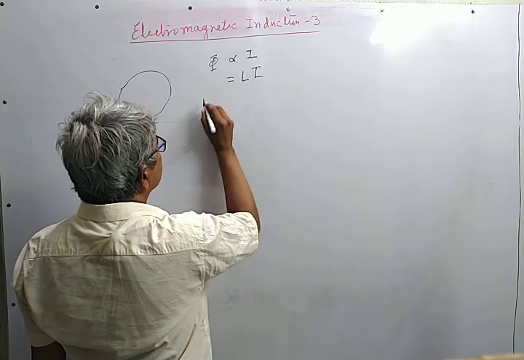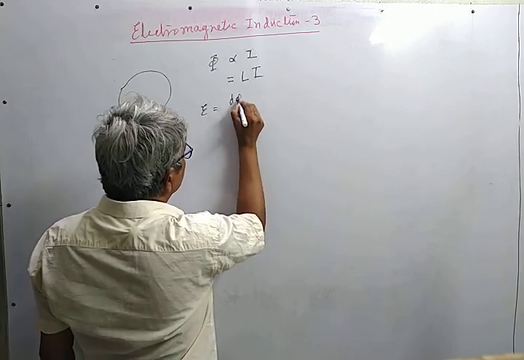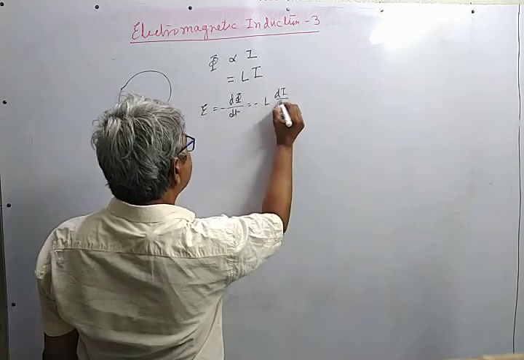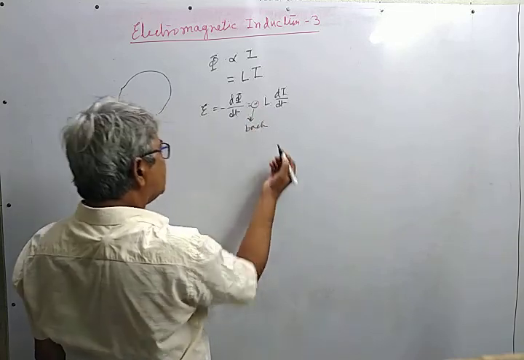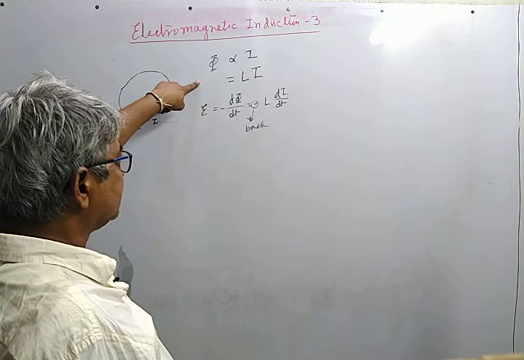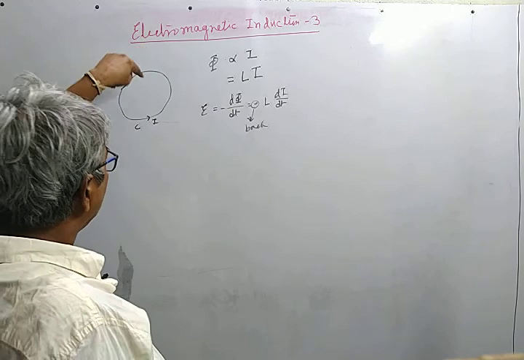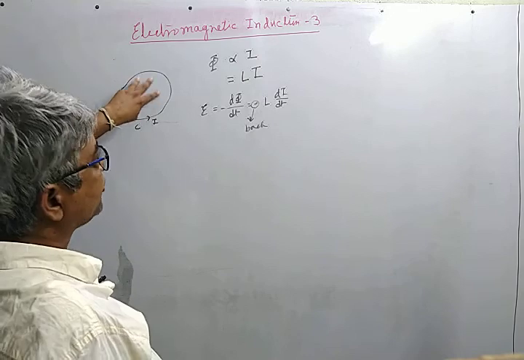If I depends on time, then we write the EMF induced is minus L di dt. This minus sign is called back EMF, because it is in opposition to the EMF applied by the battery or any other external sources. So this is called the self-inductance. That is to say, we talk about self-inductance when we try to measure the flux linked with the circuit due to the field produced by itself.